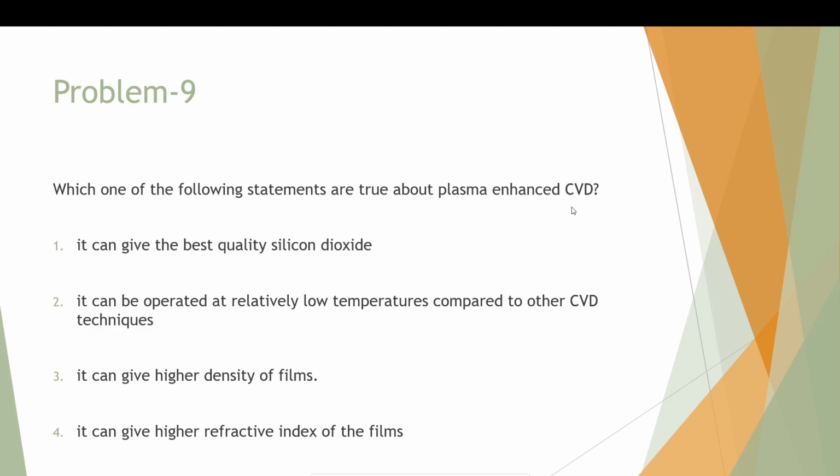So when we are doing plasma enhanced CVD, the entire purpose is that we should be able to go towards lower temperatures. We don't want to go to higher temperatures. That's why we are doing plasma enhancing. So it can be operated at relatively low temperatures compared to other CVD techniques. So this is definitely the correct option.